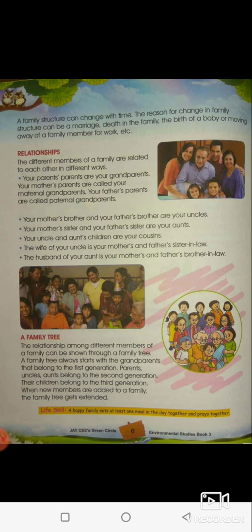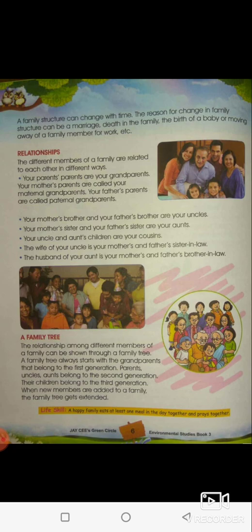Relationships. What is a relationship? A relationship is a connection, association, relating to each other. So different members of a family are related to each other in different ways. As some of you indicated in the chart paper, these are my grandparents, these are my parents, these are my siblings, I mean brother, sister, cousins. So the connection with those people is called relationship.